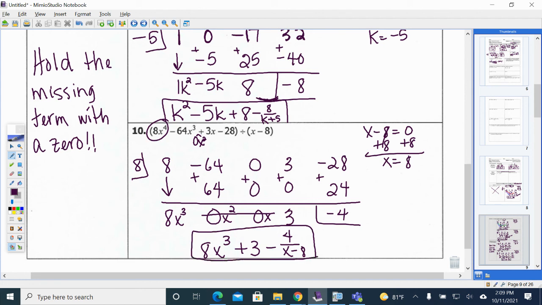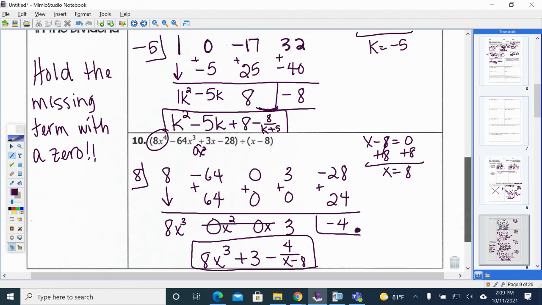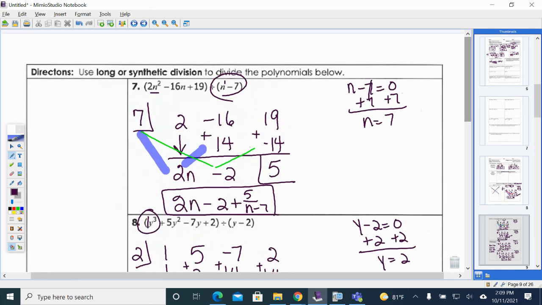And just one other quick thing before I end this video. There will be times when the remainder, which is the number in this box, ends up being a 0. In that instance, there will be no remainder. So you would not have this little fraction at the end of your answer.